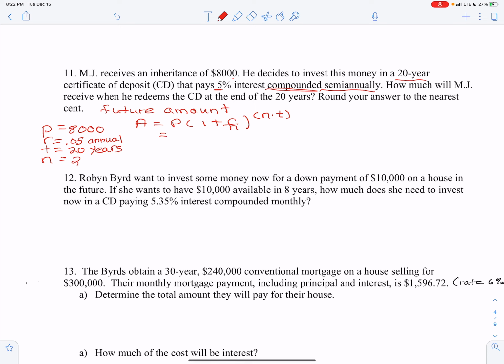So I'll just plug it in. So it's 8,000 times, parenthesis, 1 plus R, 0.05 divided by N. Now, whatever your exponent key is, mine is this little caret or arrow, N times T. Now you will enter that all in one line and enter right at the end. So at the end of 20 years, MJ should have $21,480.51.